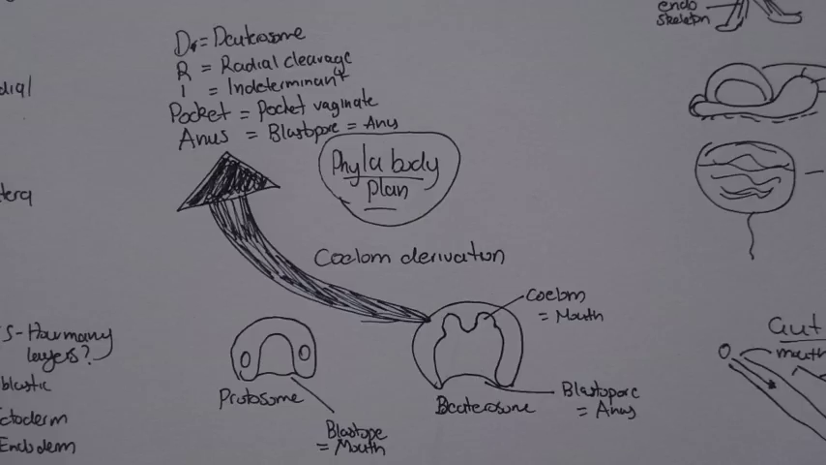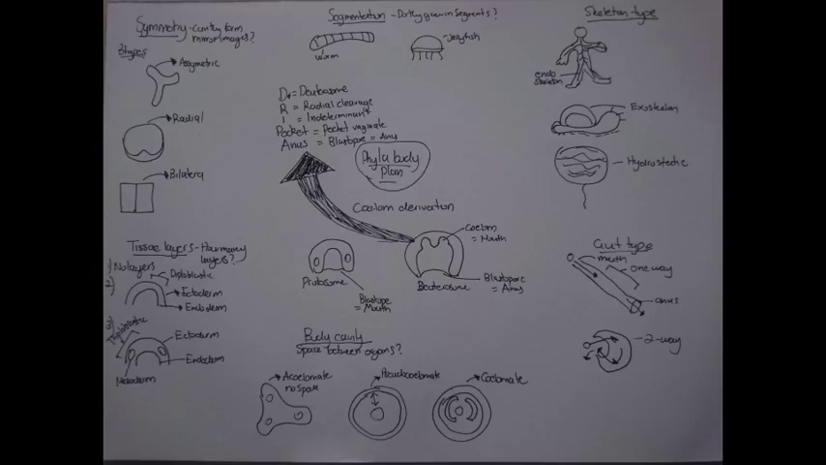Now for the protostomes, if you know dry pocket anus, it's pretty much the opposite. Examples for deuterostomes would be chordates and annelids, protostomes, arthropods, and mollusks. And yeah, I hope this video helped, and good luck in your exams or tests. Thanks.